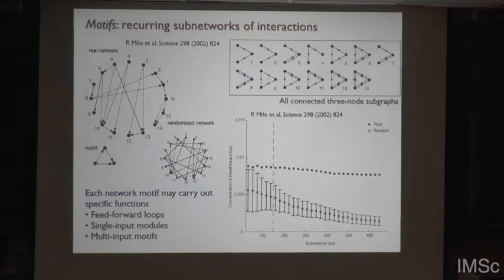So what Alon's group did was they figured out a way of identifying such motifs, and the way they did it was like this. So they said that, look, if you look at all the possible patterns that you can make with connections between three nodes, these are all the different possibilities, right? So what you're asking is, are some of these patterns occurring in the network that you are interested in much more frequently than by chance? Now, how do you find that?